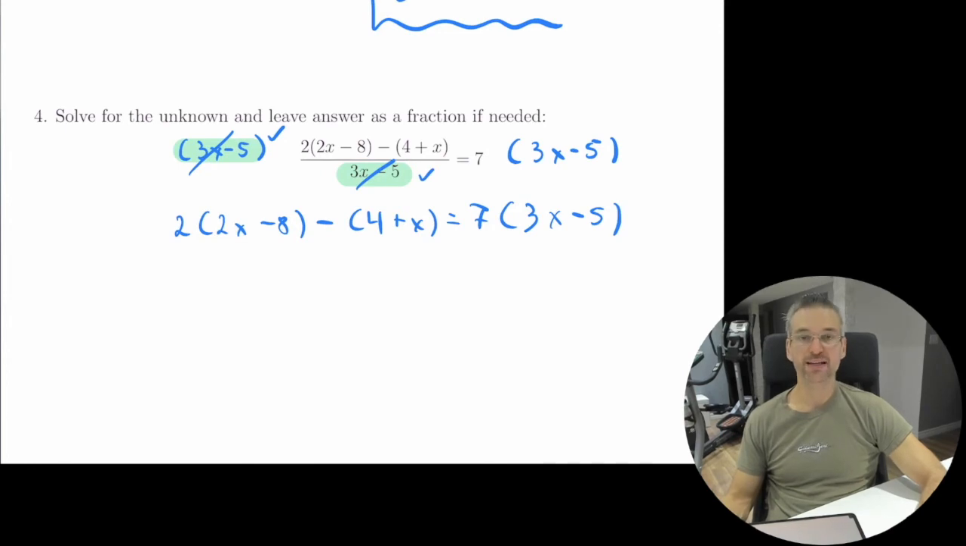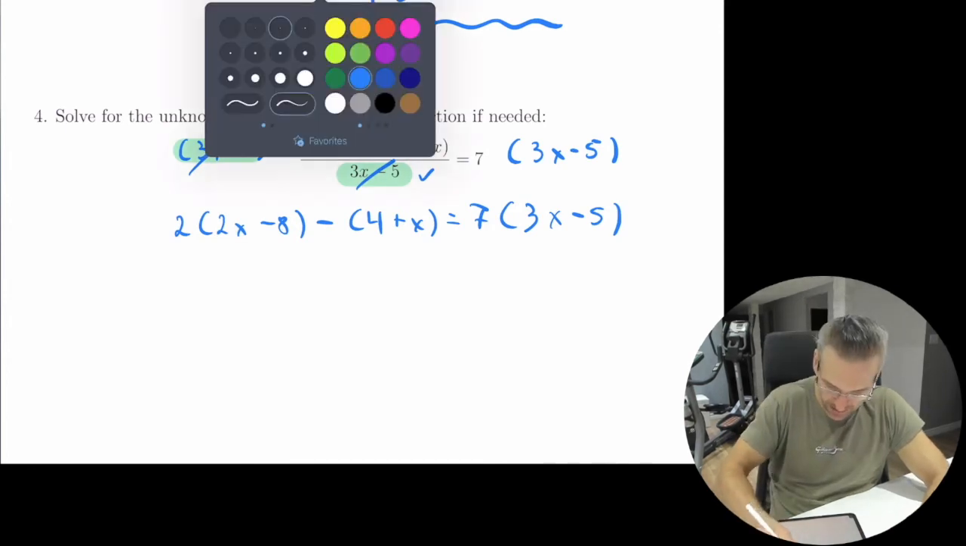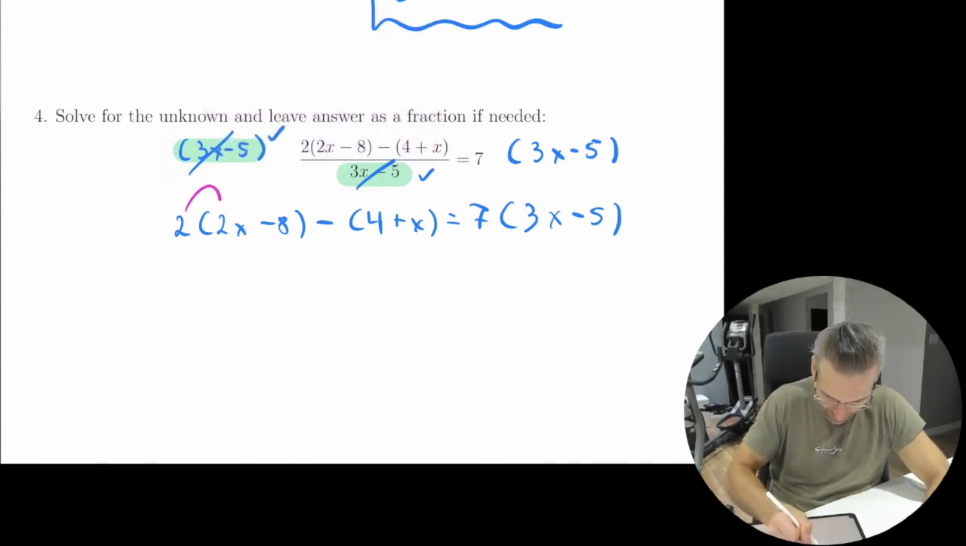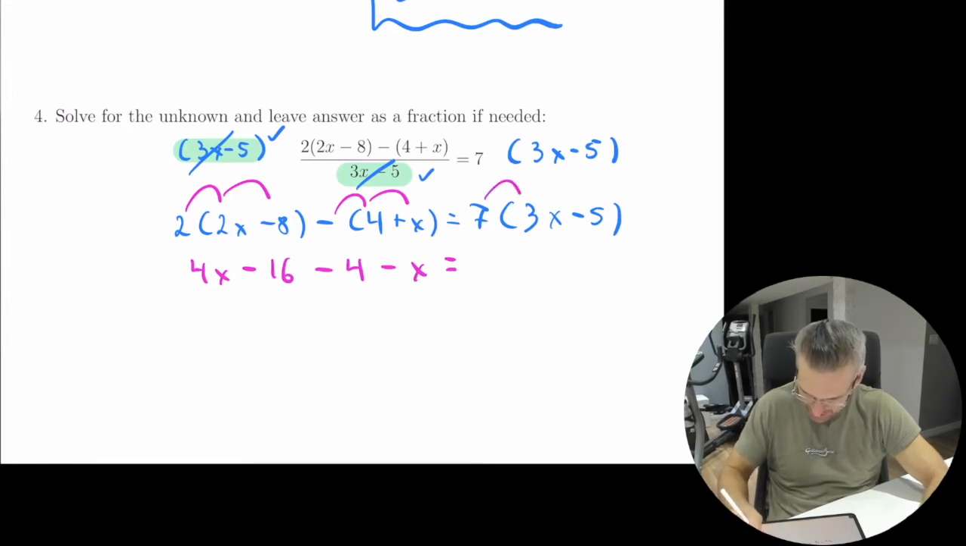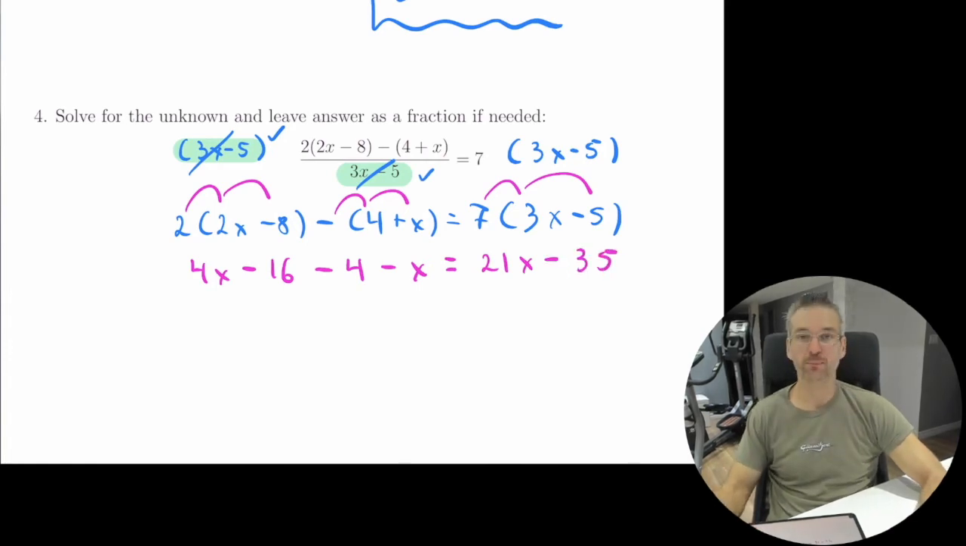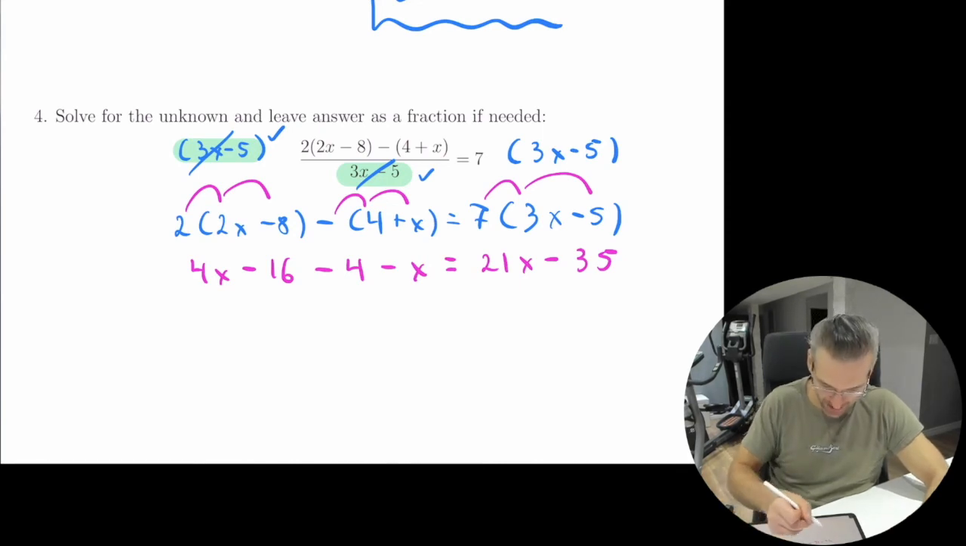I have brackets, so I'll start getting rid of these brackets by distributing across. So 4x minus 16. Now distribute the negative. So negative 4 minus x equals, distribute the 7. So that is now 21x minus 35. Brackets gone. So now let's collect all my like terms.